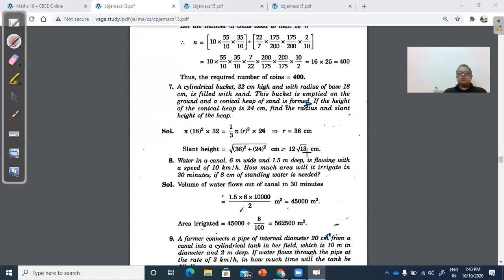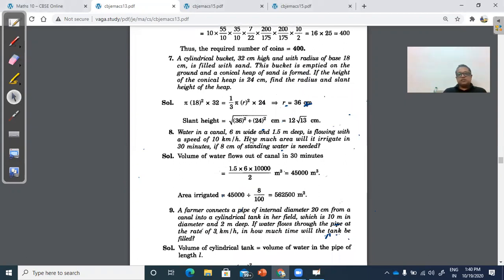We should get 12 root 13. Okay, 12 root 13. Because 36 square and 24 square, when you add that, you will not get a perfect root. So we'll have to simplify it and write it as 12 root 13. Okay. Then we go to question number 8.